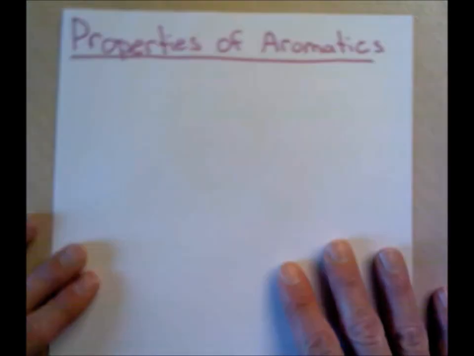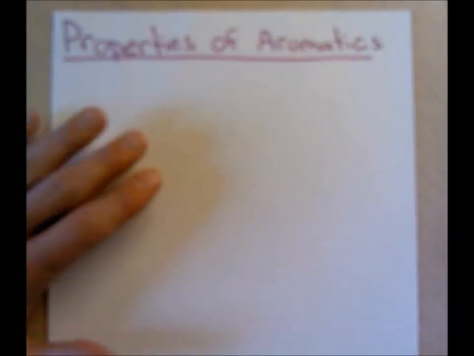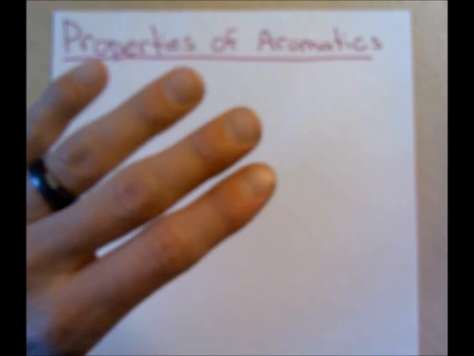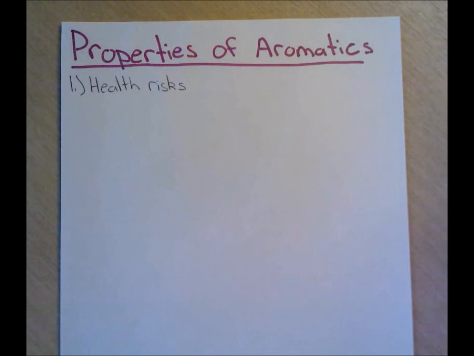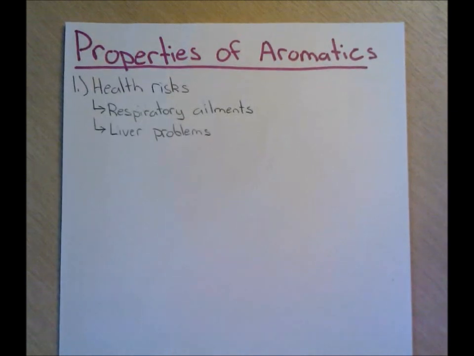Now they have some unique properties because of their structure, because of that double bond. So the first major property that aromatics have is that they have health risks associated with them. One of these health risks includes respiratory ailments. Aromatics can also cause liver problems. In addition, they can cause damage to the nervous system.